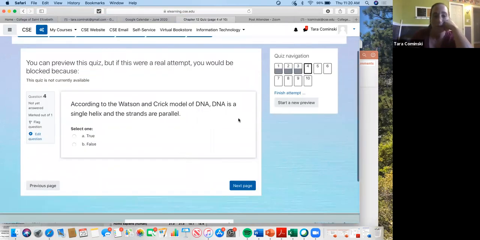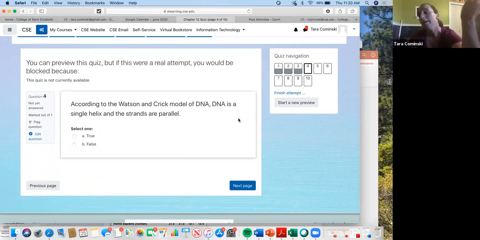According to the Watson and Crick model of DNA, DNA is a single helix and the strands are parallel. Not true, right? It's a double helix. The strands are anti-parallel, meaning one runs 5' to 3', and the other runs the opposite direction, 3' to 5'. So they're anti-parallel. Okay, so that is false.